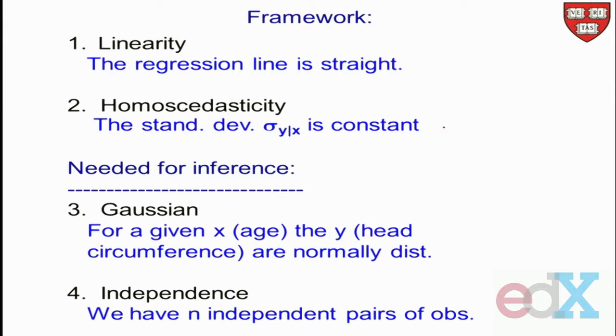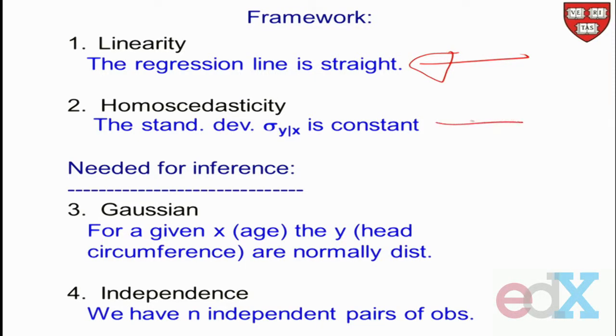So here's the framework that we're going to be talking about. We are going to be fixing on linearity. So we're going to make the assumption that we're dealing with linearity. That means the regression line is straight. We're also going to be assuming homoscedasticity. So remember the homoscedasticity assumption in the analysis of variance? It's the same idea here. That is, the standard deviation of the y's for a given x is constant. So it is 1.6 here. That remains constant. It doesn't matter where we are, which gestational age we're at.